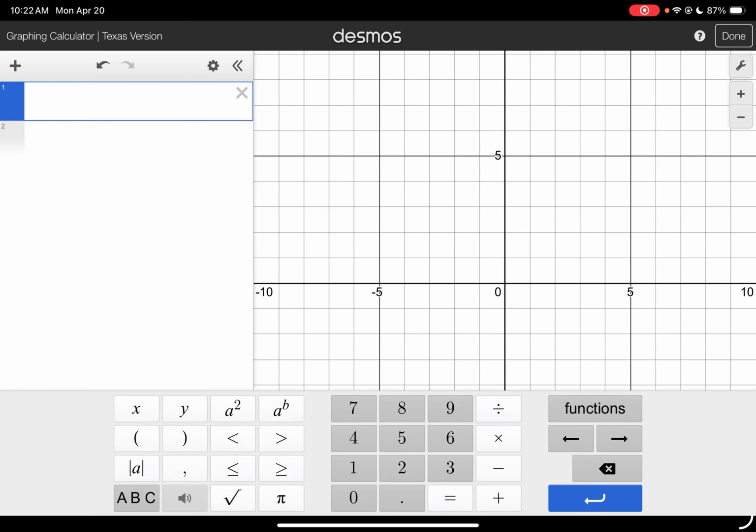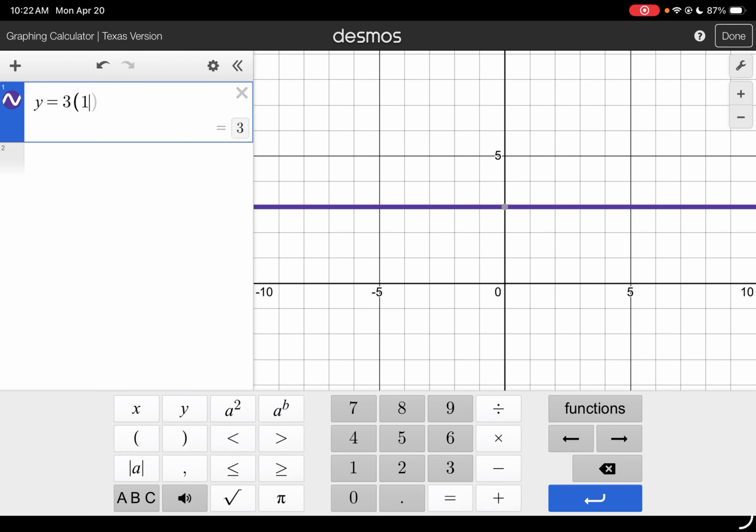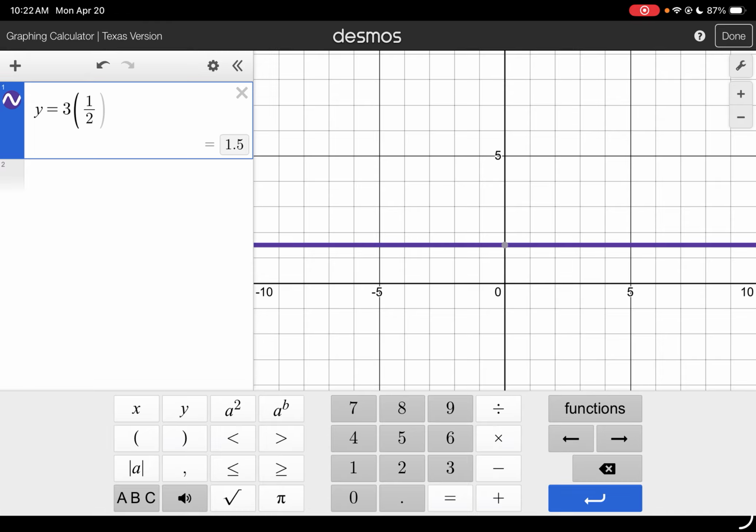I'm going to get rid of that. Y equals 3, parentheses. To create a fraction like 1/2, you just use the divide button. So if I want to do 1/2, I click 1, divide 2. We're going to use the division button there. Go ahead and close the parentheses. And then the exponent button.